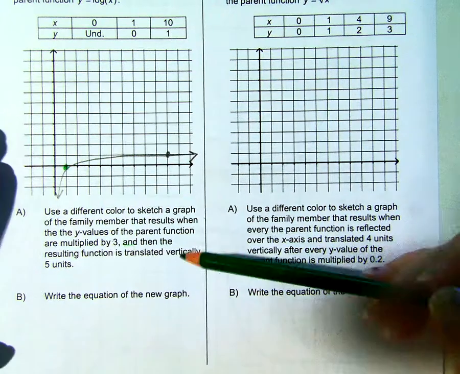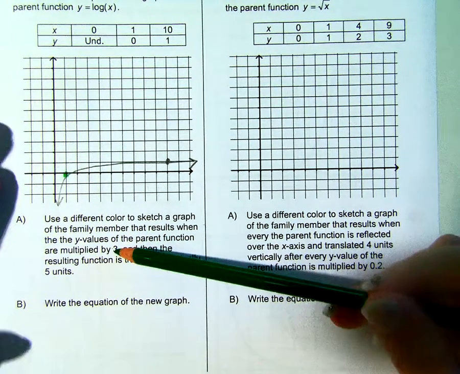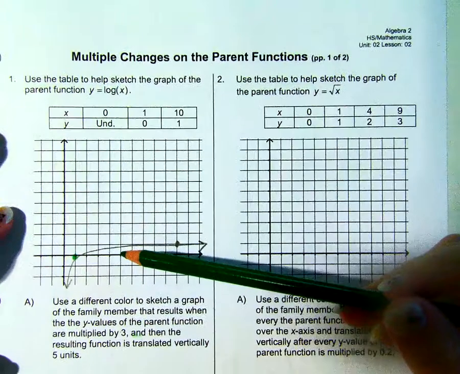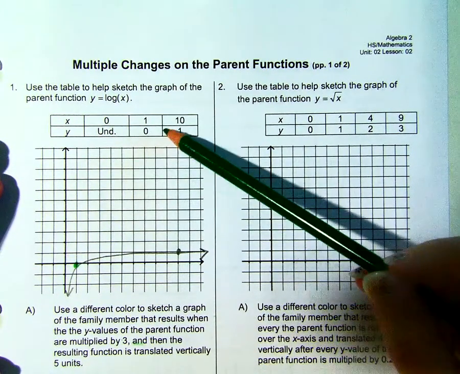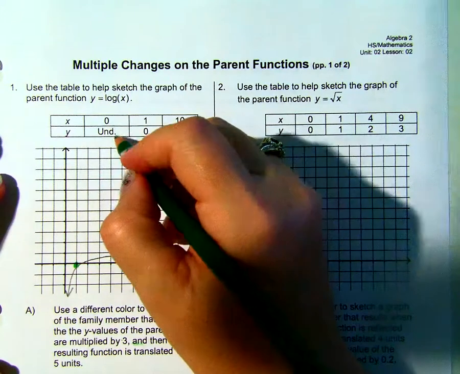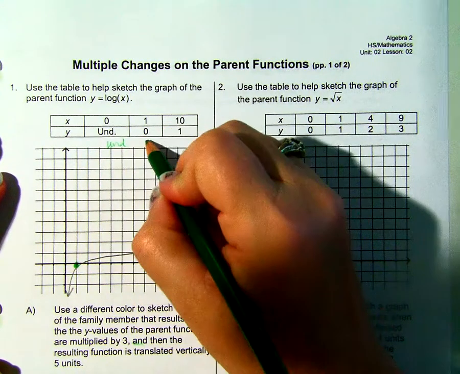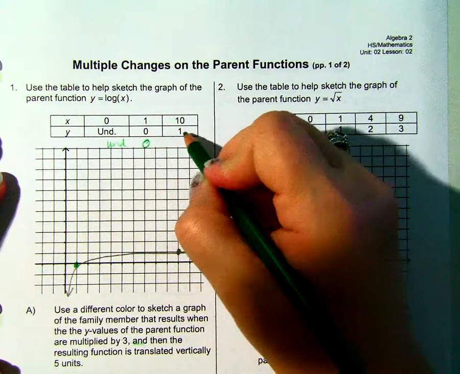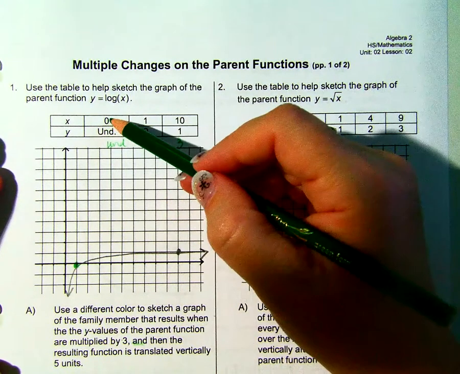Okay, so first of all, it says that all the y values are multiplied by 3. Do I have a list of y values anywhere? Oh, look, right here. Can I just go multiply all these by 3? What's undefined times 3? Undefined. What's 0 times 3? 0. What's 1 times 3? 3. So I'm going to graph 3 new points.